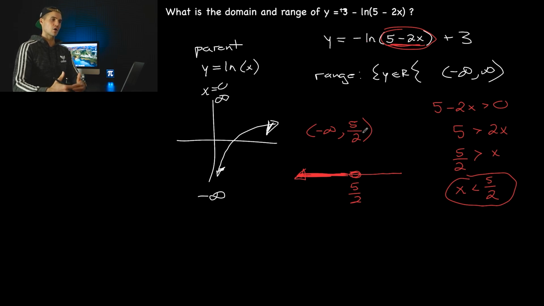So the range for a logarithmic function is always y ∈ ℝ. For the domain, you take the expression within the bracket and find when that is going to be greater than 0, for what x values, and that ends up being your domain. Notice the negative sign and the +3 don't affect the domain. It's always the expression within the logarithm that has to be positive.